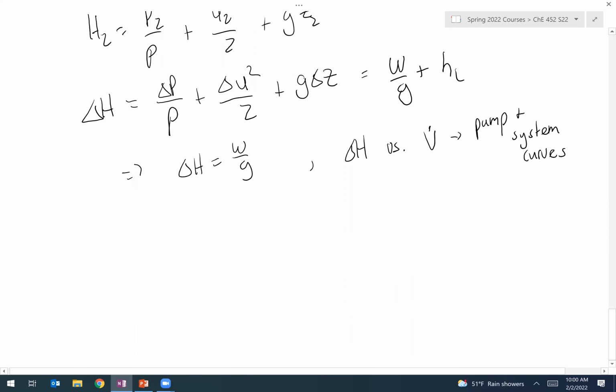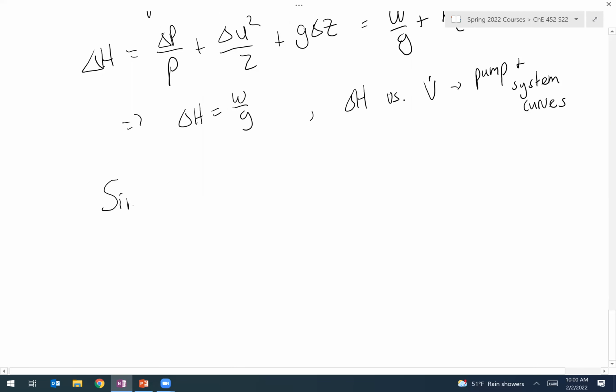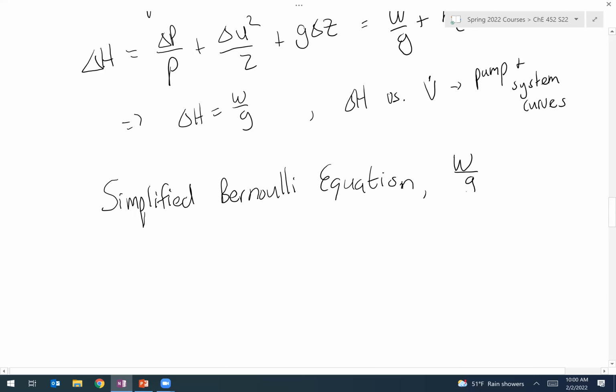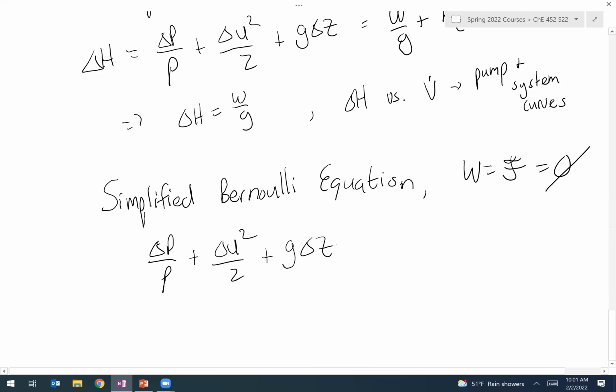All right, so some other big picture things to remember: we can also consider the simplified Bernoulli's equation in the case where there is no work or friction. Right, and so in that case, we consider simply the changes associated between pressure, velocity, and height.